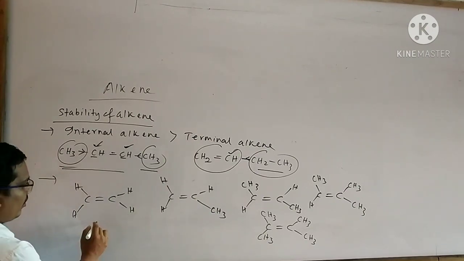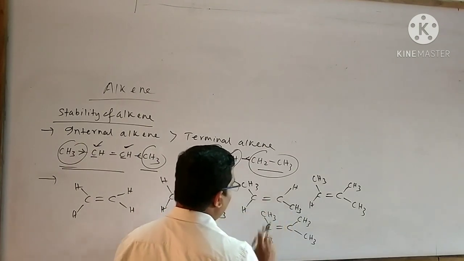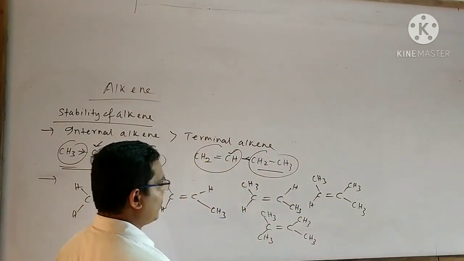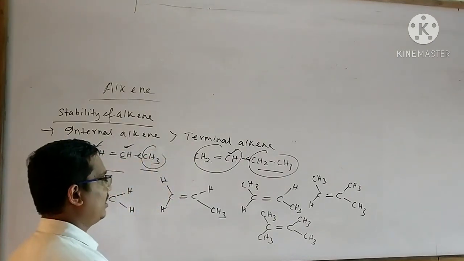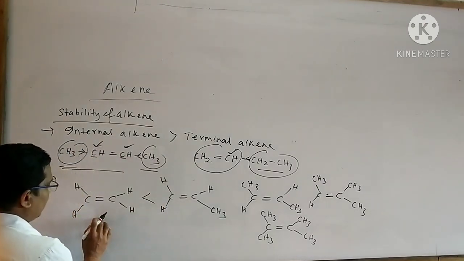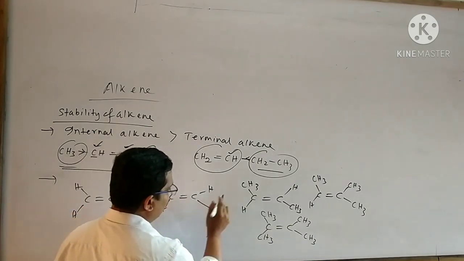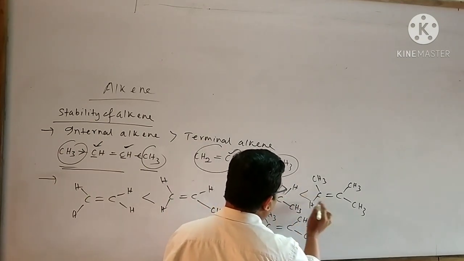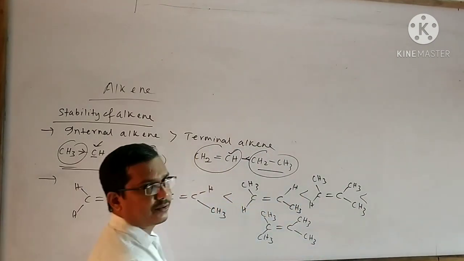Look at that, your no alkyl group is present, your 1 alkyl group is present, your 2 alkyl groups are present, your 3 alkyl groups are present, your 4 alkyl groups are present. We know that the more alkyl substituted the alkene, the more is the stability. As a result, I can write the order like this. This compound is less stable than this compound, which is less stable than this compound, which is less stable than this compound.